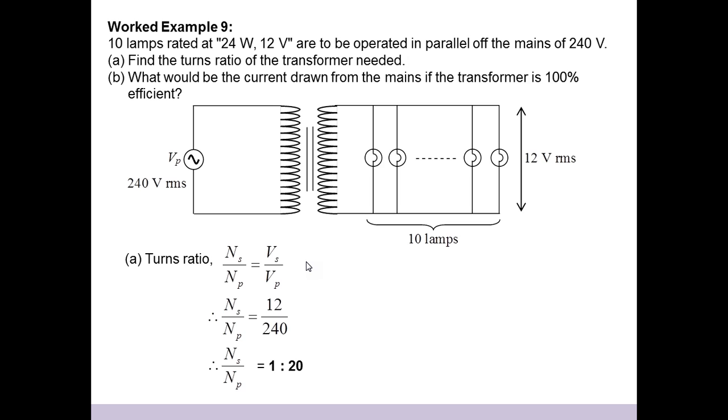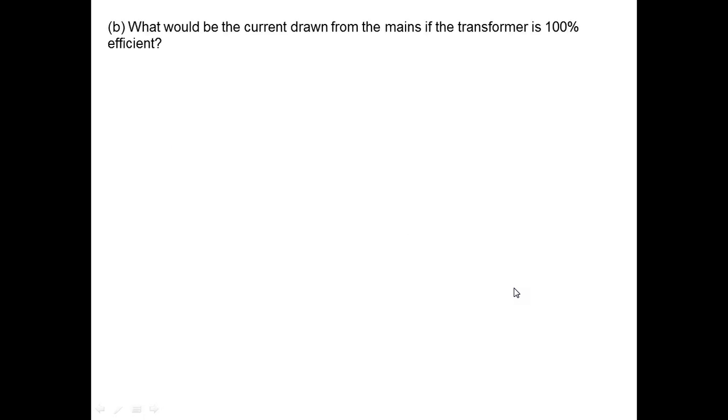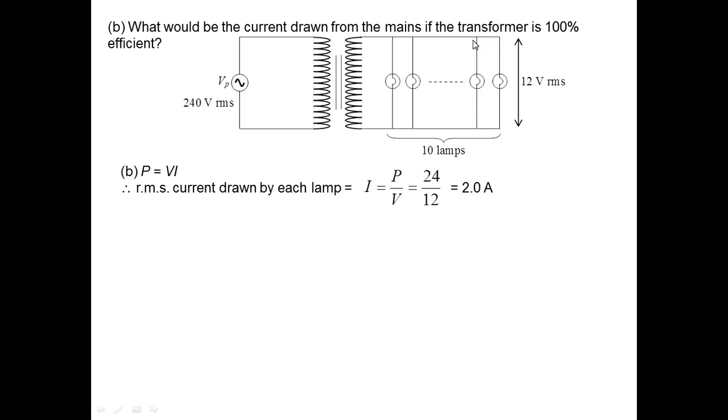What would be the current drawn from the mains if the transformer is 100% efficient? So what is the current drawn on the primary side? So what is IP? That's essentially what this question is asking for. Right, so if the transformer is 100% efficient, the powers are equal.